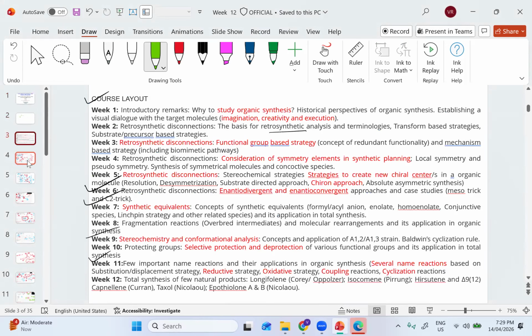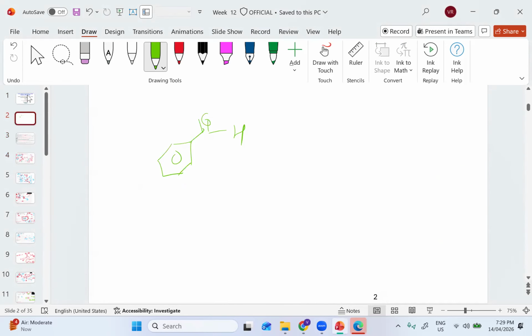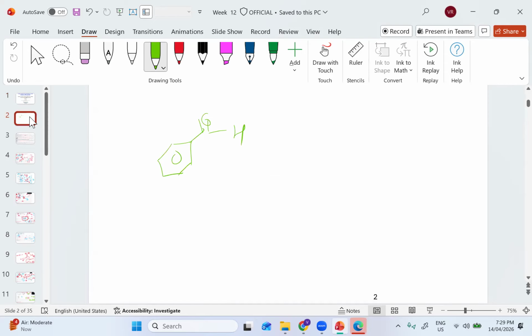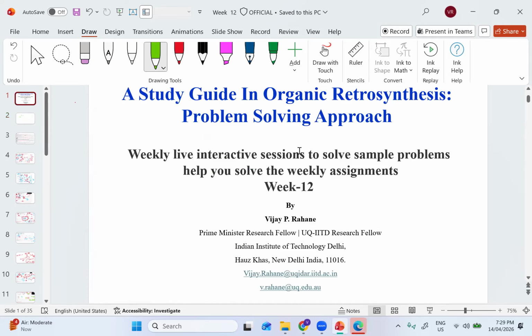And for drawing the structures, I can provide a free accessible ChemDraw. If you want ChemDraw, then please let me know and I will share that one. This is my contact number. I've already taken a screenshot of your contact number and email ID, so I can provide the free ChemDraw.